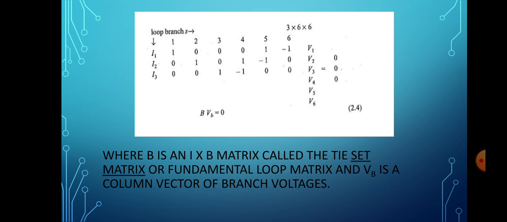It is a 3 by 6 matrix, multiplied by the column V1, V2, V3, V4, V5, V6, equal to 0, 0, 0. Here B is an l cross b matrix called the tie-set matrix or fundamental loop matrix, and VB is a column vector of branch voltages.